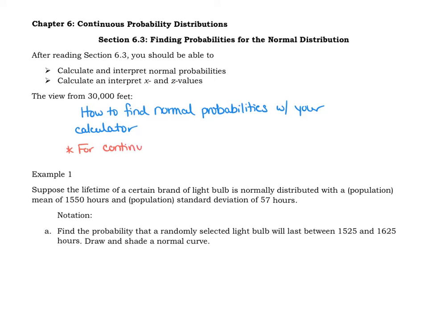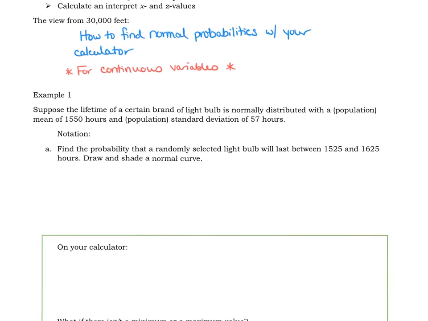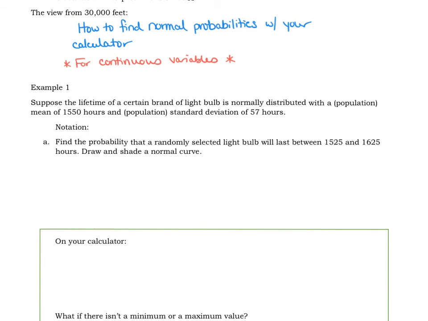Okay, back in chapter 5, when we used binomial PDF and binomial CDF, that's where we were talking about discrete variables, things that could only take on whole number values. But remember now, in chapter 6, we're now looking at continuous variables, so things that can be divided up infinitely and infinitely smaller.